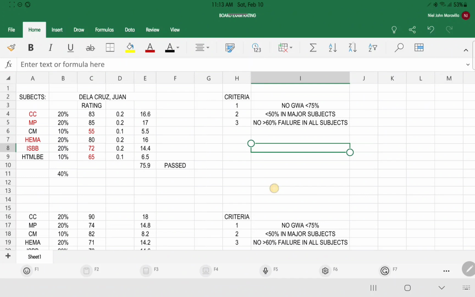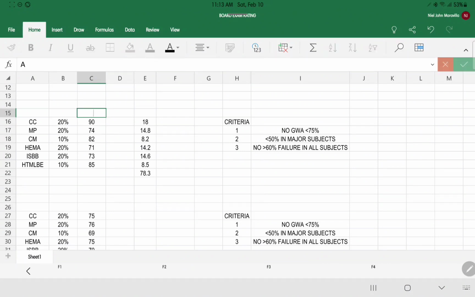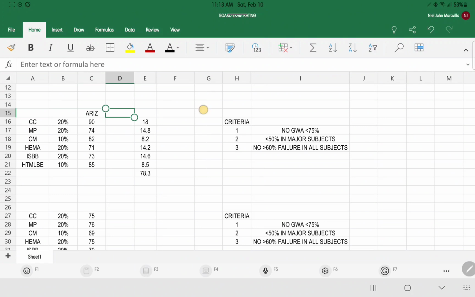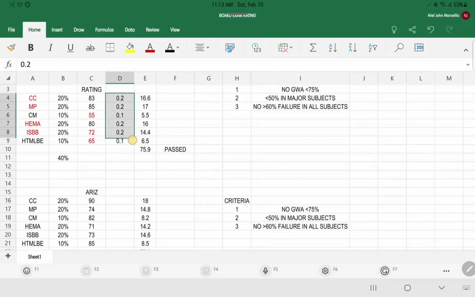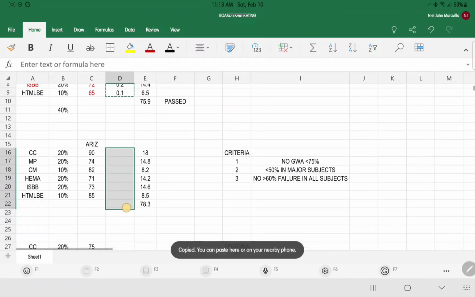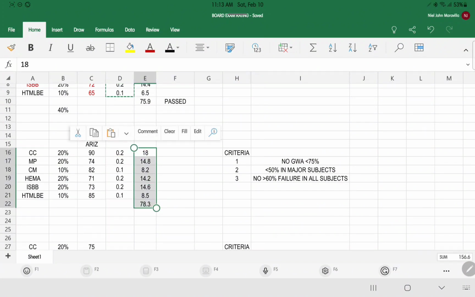Okay, so let's have another example po. This time, let's say it's board exam taker Aris. Ang pag-compute natin sa kanyang rating, ito yung rating ni Aris. If you're going to compute, guys, same procedure din yung gagawin niyo, 'di ba? Multiply lang niyo yung rating by sa kanilang weighted subject percentage, tapos you'll get the result and add them all together.